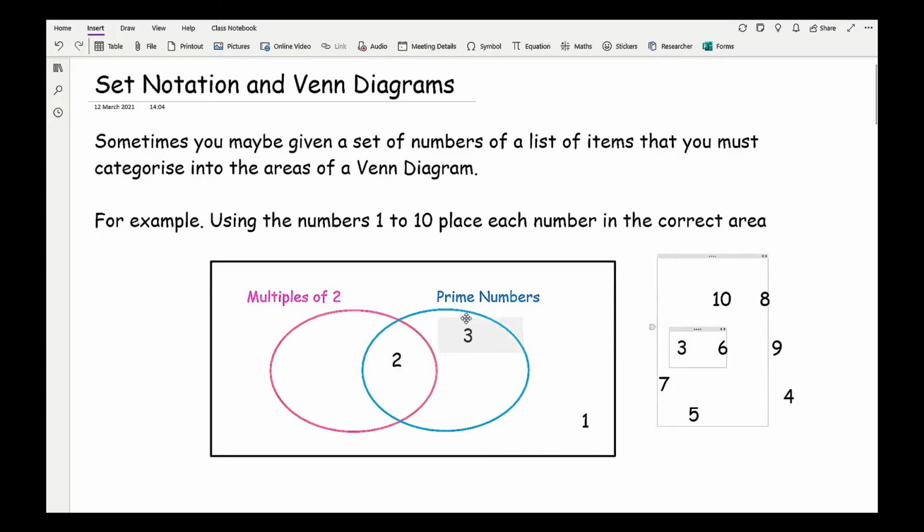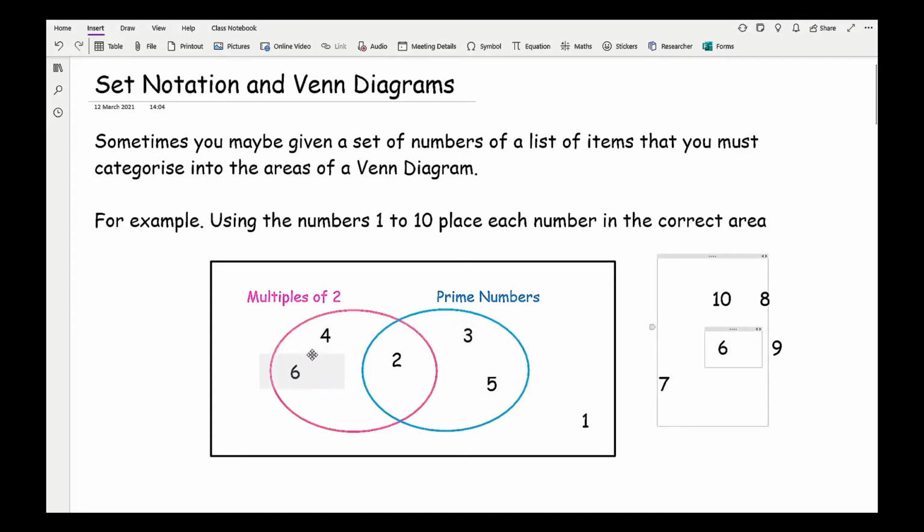Now 3 is a prime number but not a multiple of 2, so that goes in just the blue area. And let's go for 4. And 4 is a multiple of 2, but it's not a prime number, so that must go purely in the multiple of 2 area. 5 is a prime number, but not a multiple of 2, so that goes in just the prime number section.